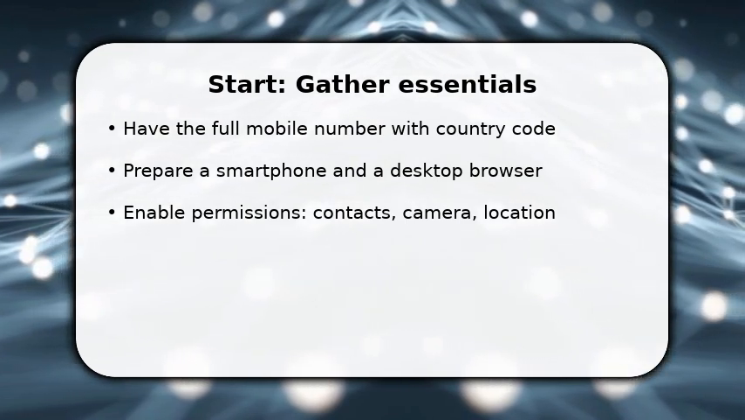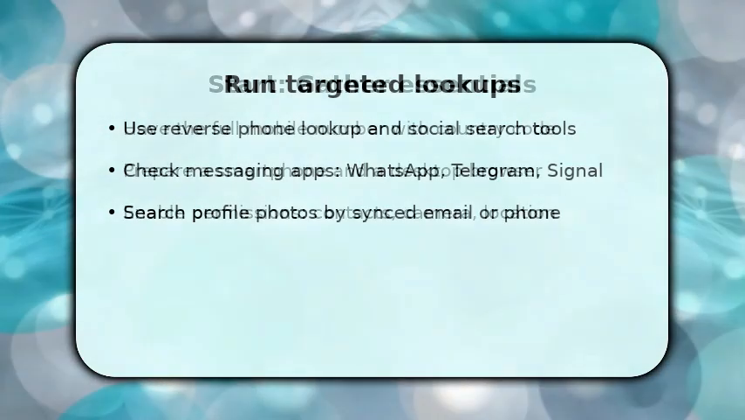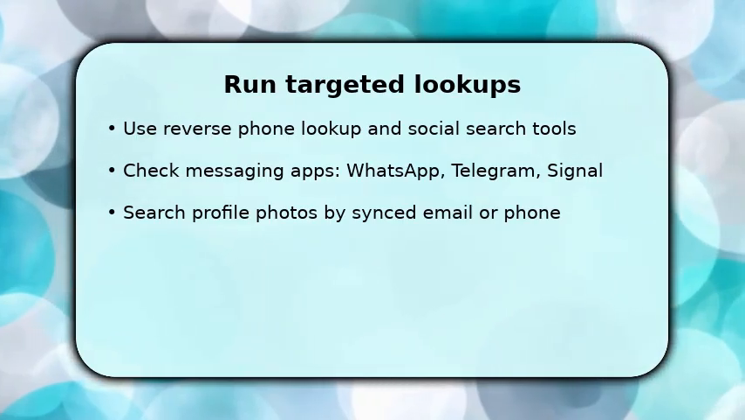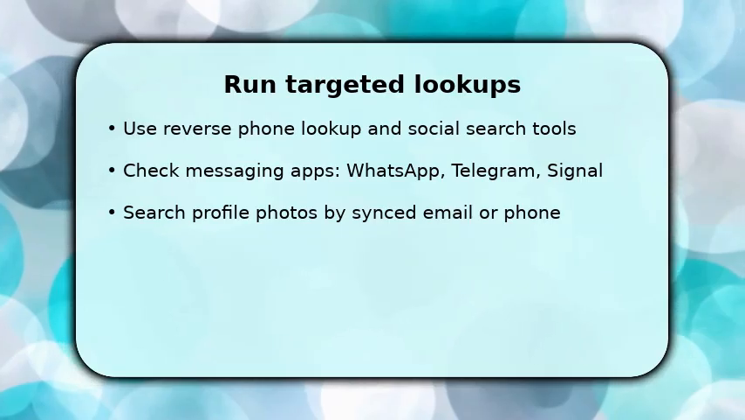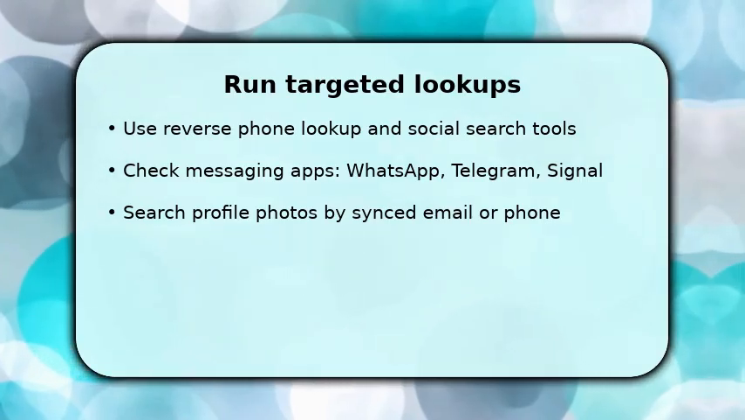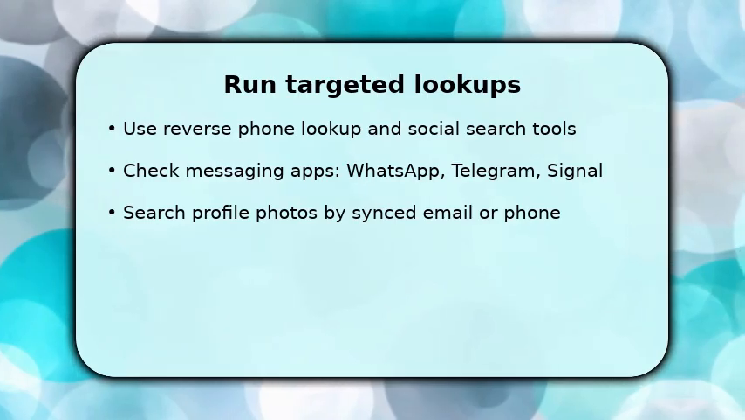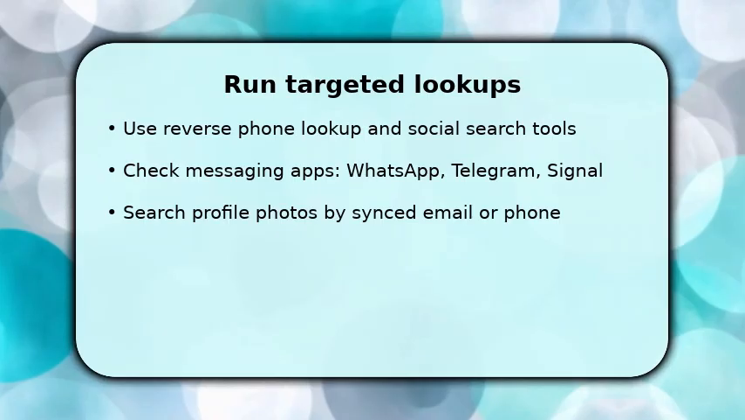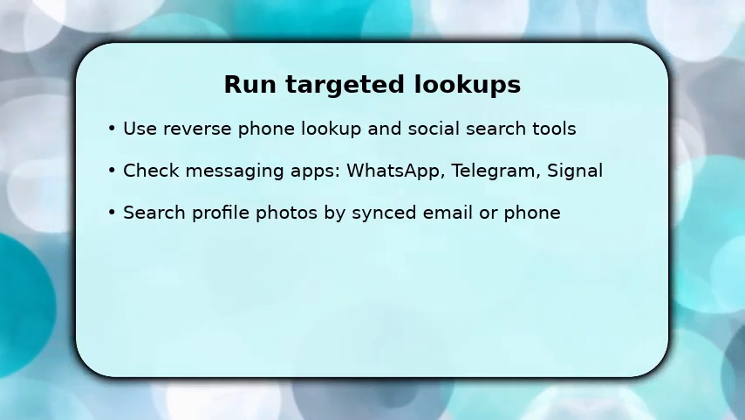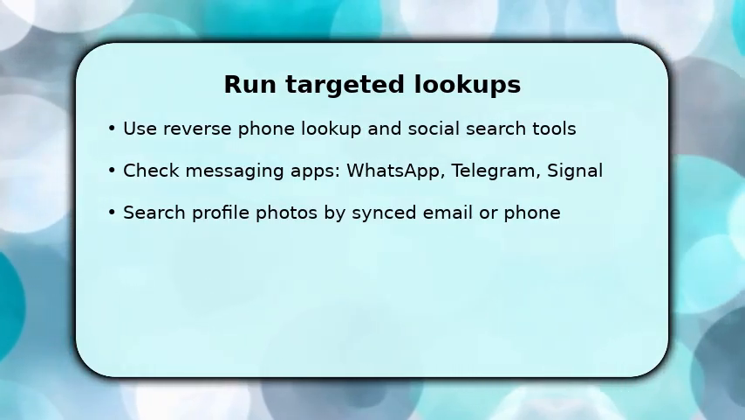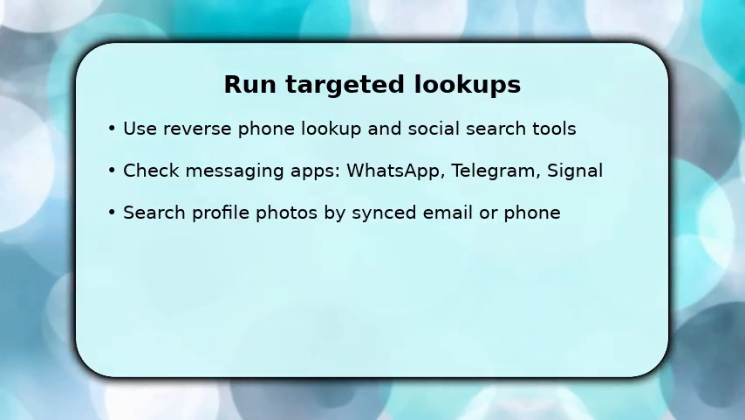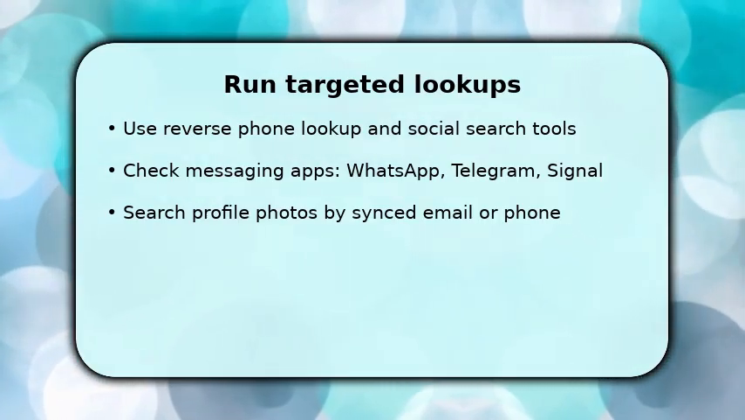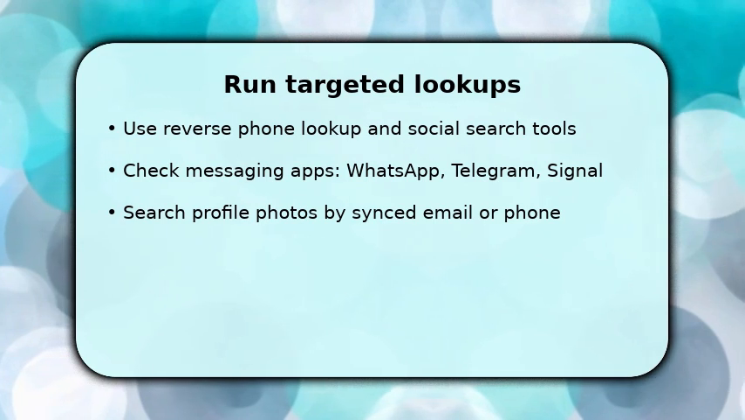You now run targeted searches. Start with a reputable reverse phone lookup to pull public profiles and linked images. Then check messaging apps where profile photos are commonly visible. Open WhatsApp, Telegram, or Signal and search the number. Sometimes the contact photo is visible without saving. Also search connected accounts by trying the number as an email username or in social network search fields, because platforms often sync photos to phone-linked profiles. Make sure to switch between modes.